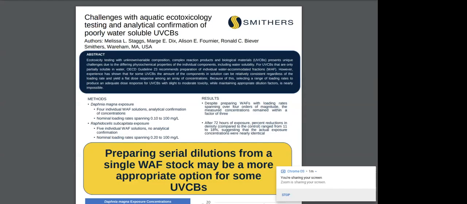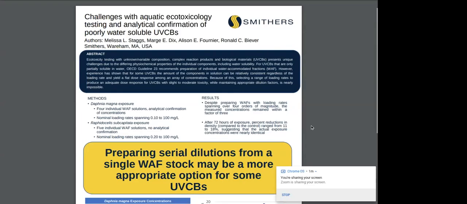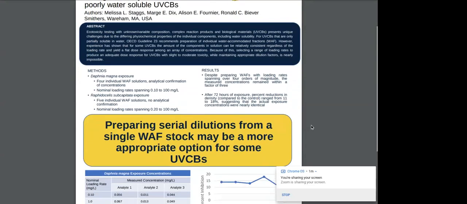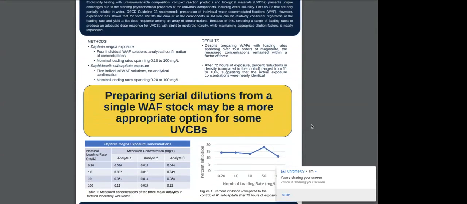So we conducted a study with a UVCB that contained 3 major analytes. We prepared individual WAF solutions as recommended by the guideline at nominal loading rates of 0.1, 1, 10, and 100 milligrams per liter. So consistent with the guideline, we mixed these solutions for approximately 24 hours with a very low stir, and we then separated the soluble fraction from the insoluble fraction.